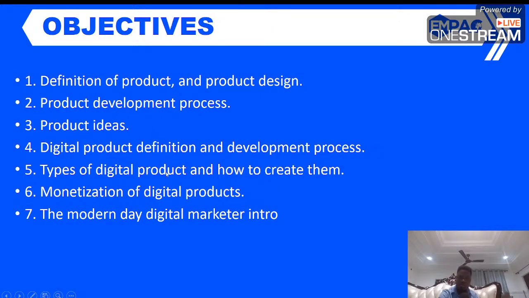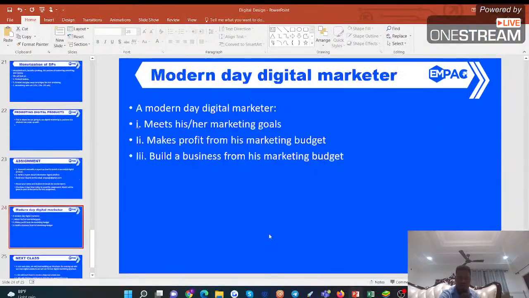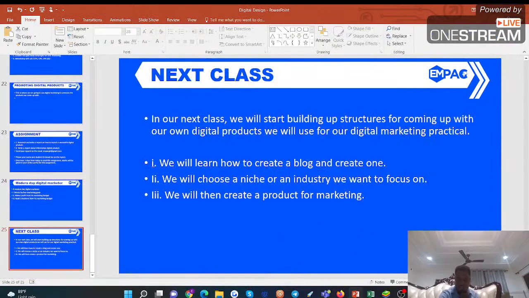We looked at types of digital products and how to create them theoretically. But we've not created them yet. But now you have the idea. You can do it yourself, you can outsource the product creation, or you can partner with an expert. You can strike deals. Then we looked at monetization of digital products, which we mentioned, content lockers and all that. Then we looked at the modern day digital marketer intro. So we have looked at all this, and we have consumed our objectives.